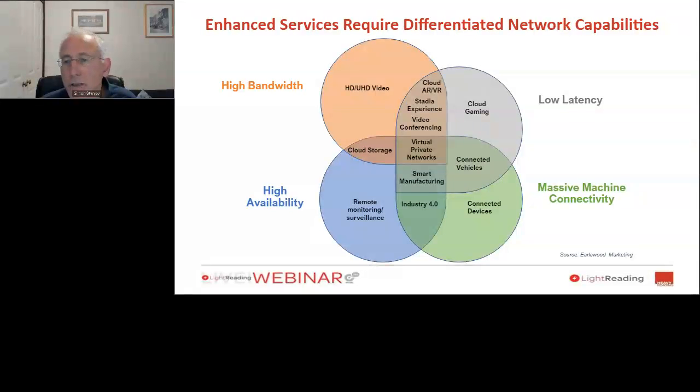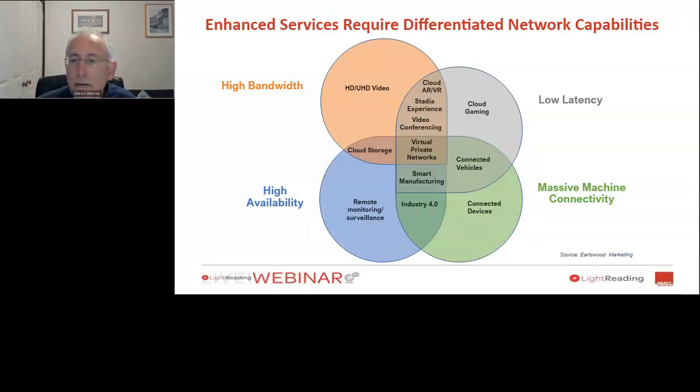Now, these enhanced services require differentiated network capabilities. High definition and ultra high definition video require high bandwidth. Cloud gaming requires low latency connectivity, but not high bandwidth unless the actual game content itself is being downloaded in real time. Remote monitoring and surveillance requires a high availability network in case critical events are missed.